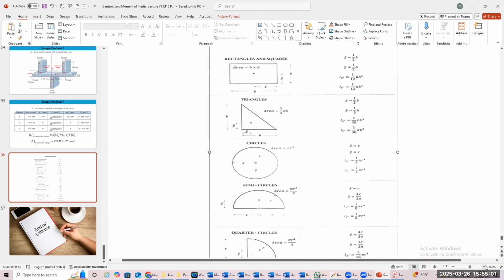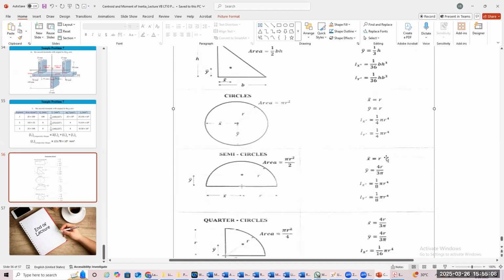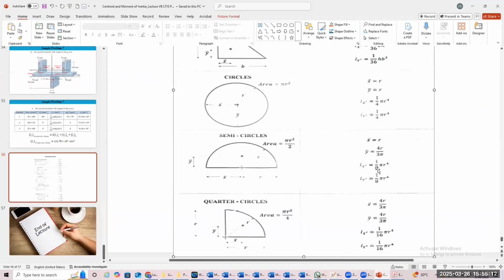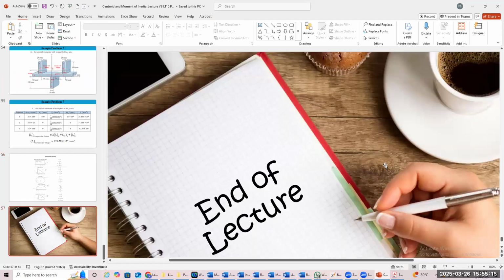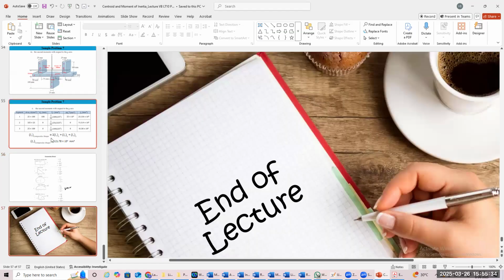Let me bring it up. So in the table, for your semicircle and circle it is the same. Semicircle is 1/8 pi r to the 4. Can you see it? They're both the same thing for x and y. So what this is really saying is 1/8 pi r to the 4 for both x and y. So it's 1/8 pi r to the 4.